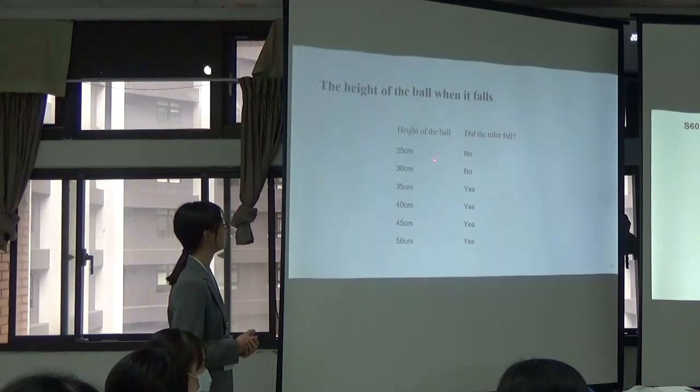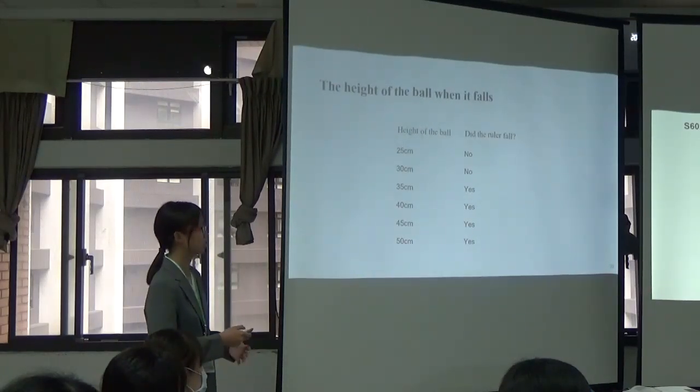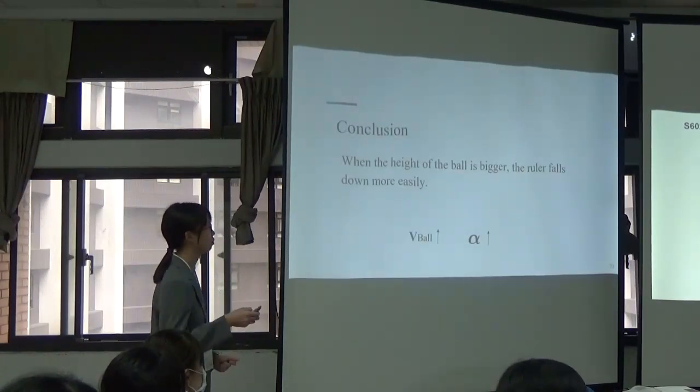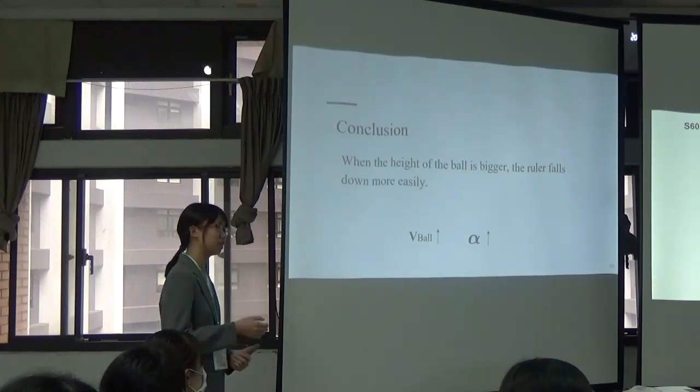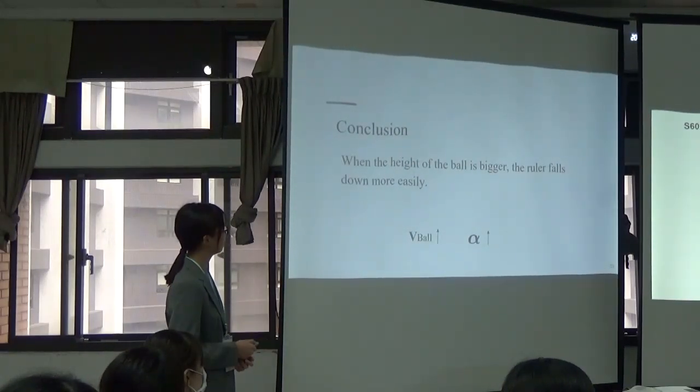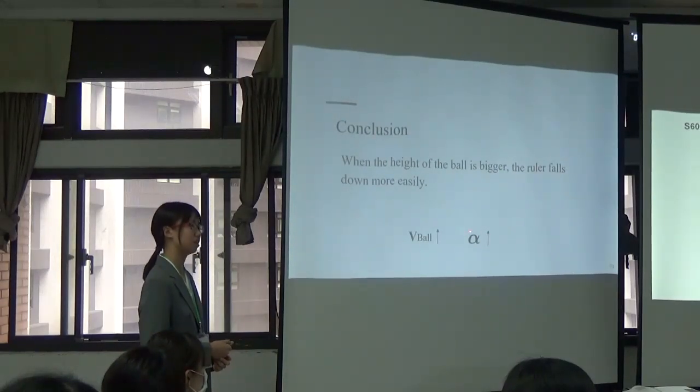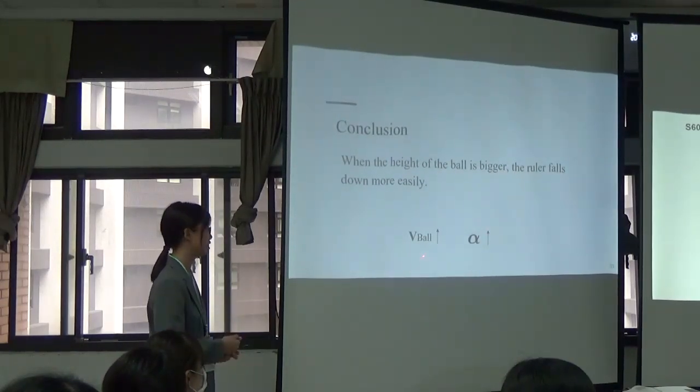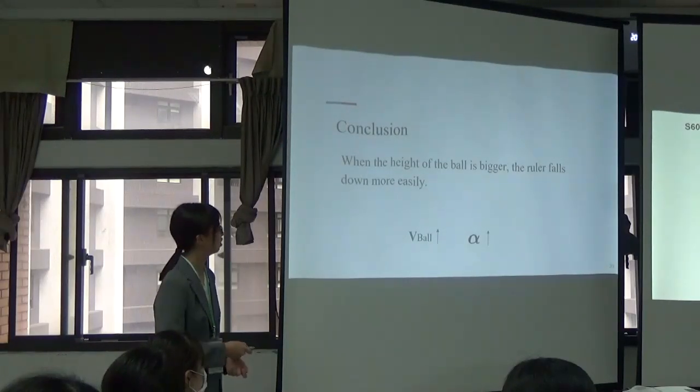We can see that when the height of the ball is bigger, the ruler will fall off. When the height of the ball is bigger, the velocity of the ball is bigger, which also matches our theory. When the velocity of the ball is bigger, the angular acceleration is bigger.